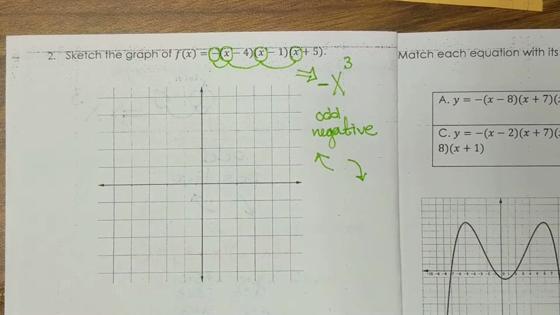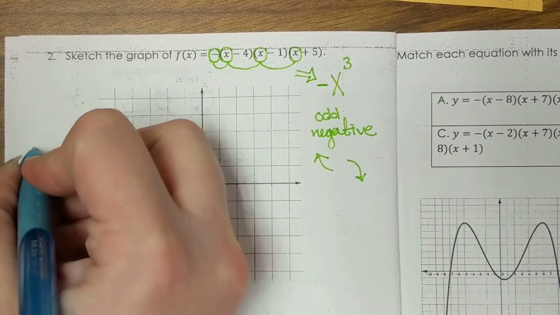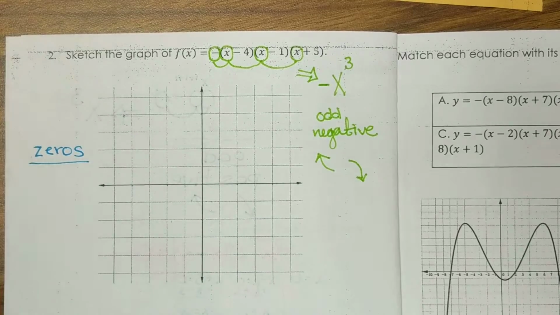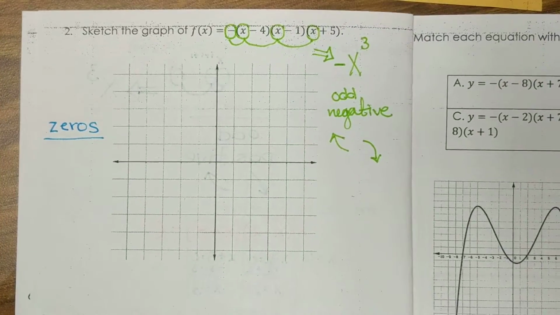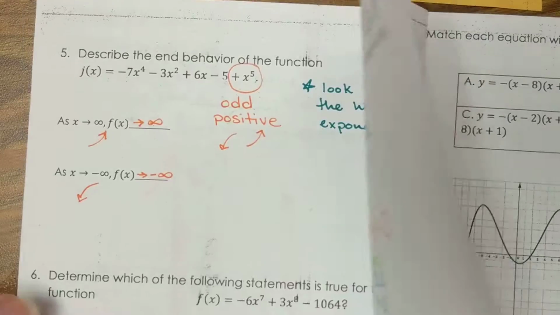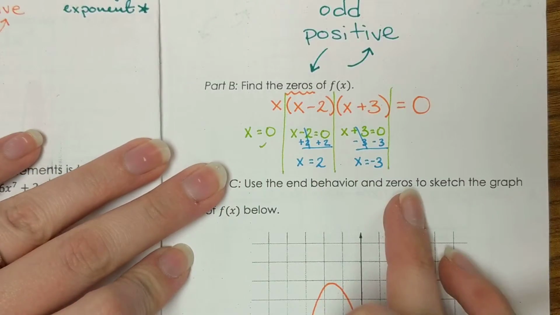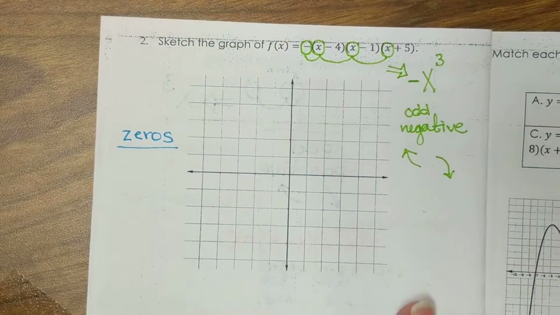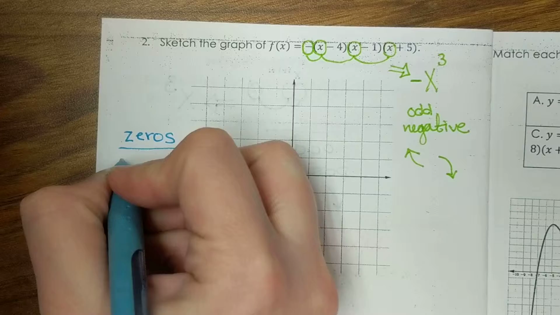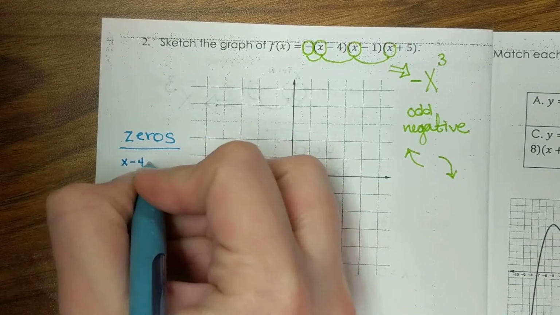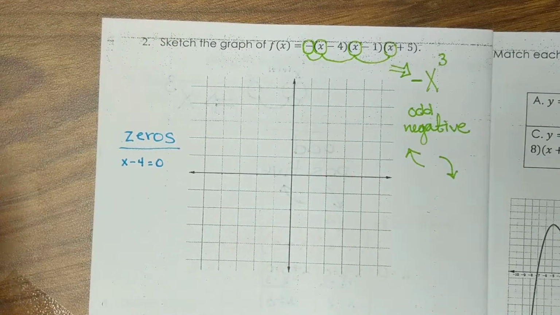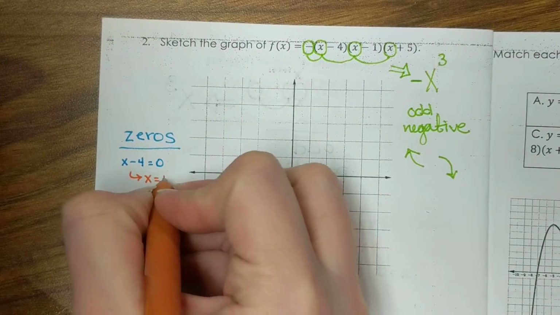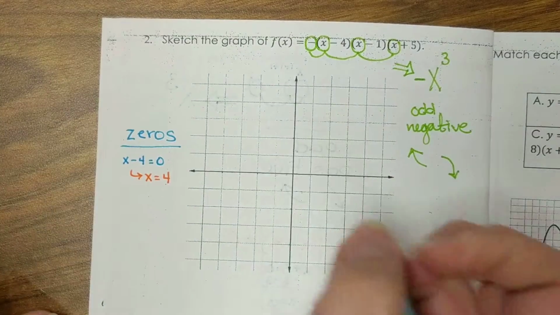So remember, the next part that you have to find are the zeros. So if you can do the zeros in your head, that is perfectly fine. If you can't and you have to write them out, like we did right here on the last problem, that's totally fine, okay? You can do it either way. So like the first one is x minus 4 equals 0. So for this one, you should get that x equals 4. So that's your first one.